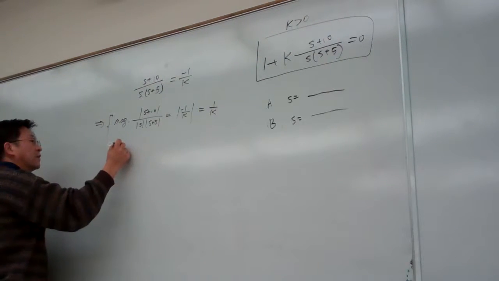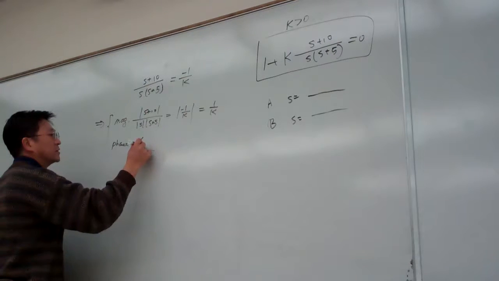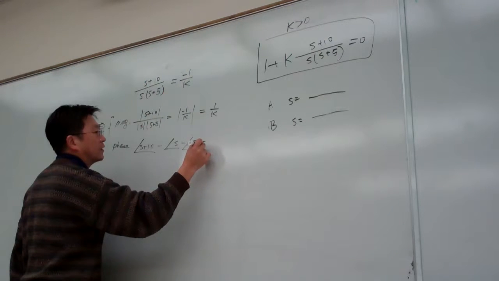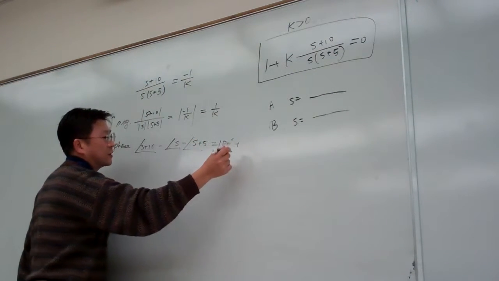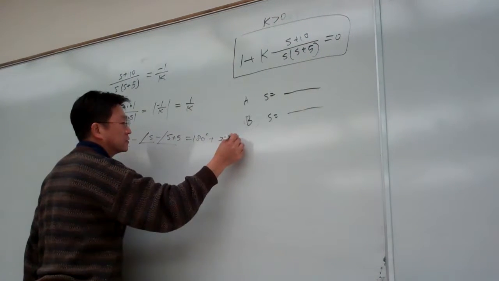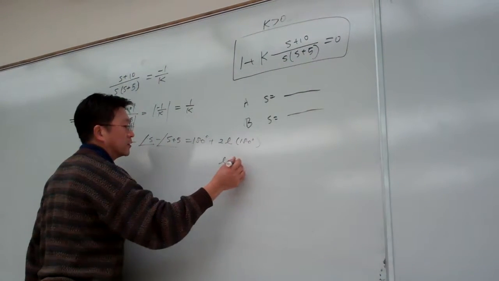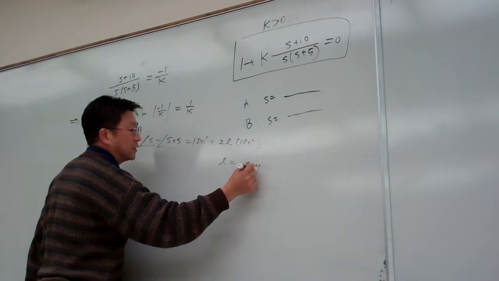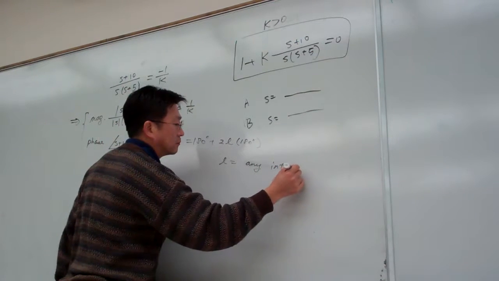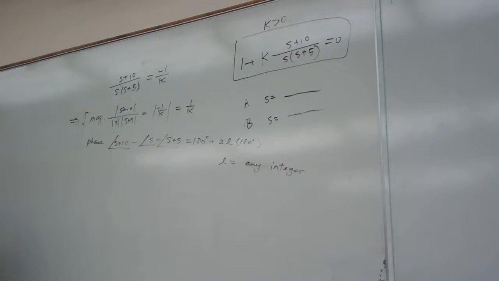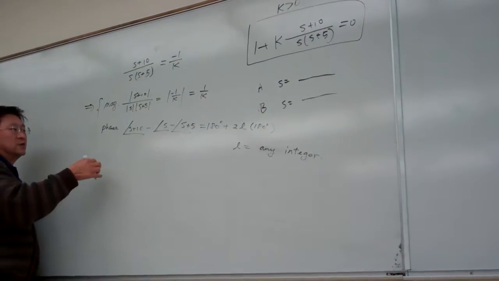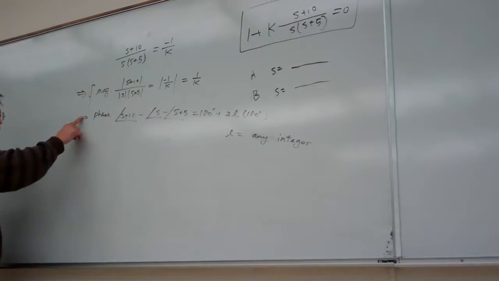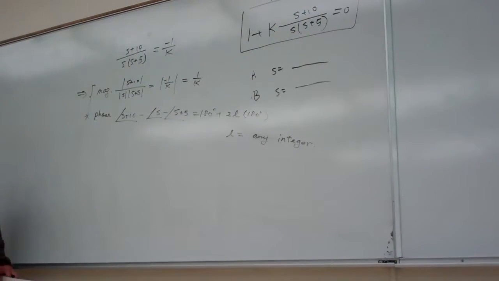For the phase criteria, we have the angle of s plus 10 minus the angle of s plus 5 equal to 180 degrees plus 2L times 180. So L can be any integer, minus 2, minus 1, any integer. So for this question, if you want to see whether the point is on the root loci, you simply check using the phase criteria.